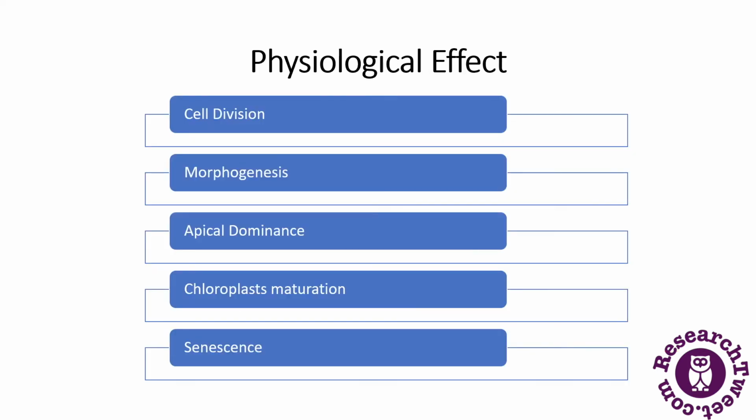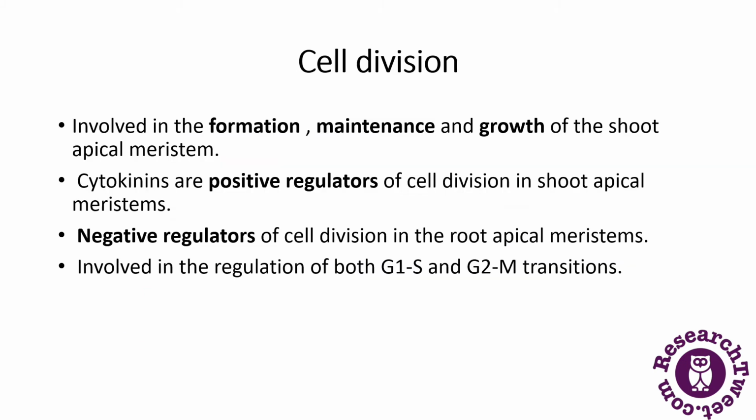Then what are the physiological effects? They are cell division, morphogenesis, apical dominance, chloroplast maturation and senescence. We will be discussing in detail all these processes. First comes cell division.